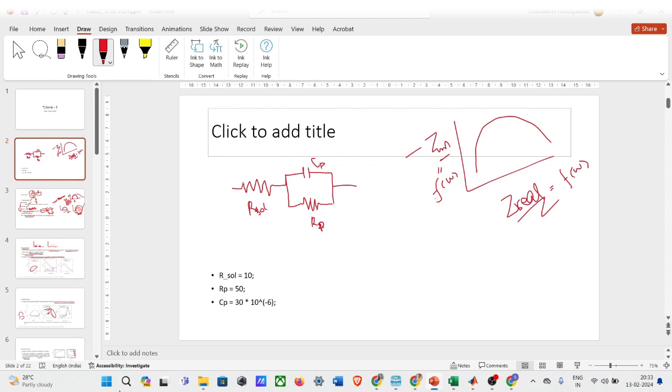So here I have already told the solution resistance, or you can just write it as R1, equal to 10 ohms. I have not put the unit. And the parallel resistance has a value of 50 ohms. And the CP value is 30 into 10 to the power minus 6 farad. Can anyone tell me, please solve it. Tell me what is Z real and minus Z imaginary.